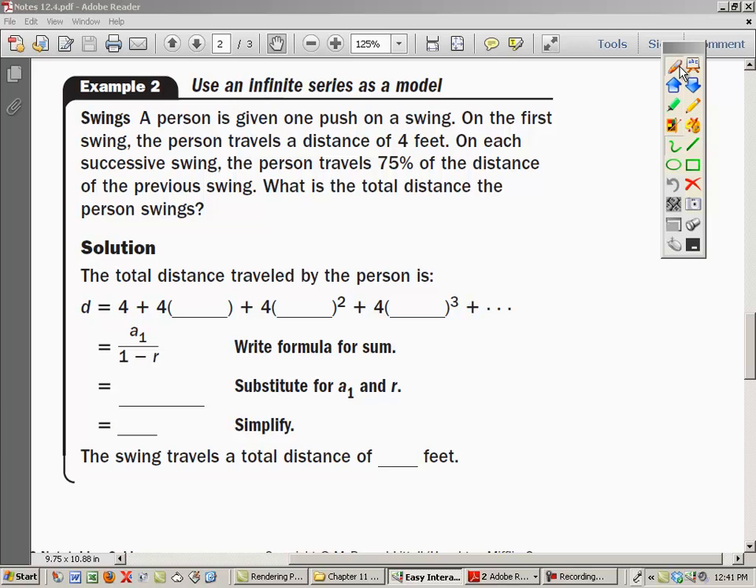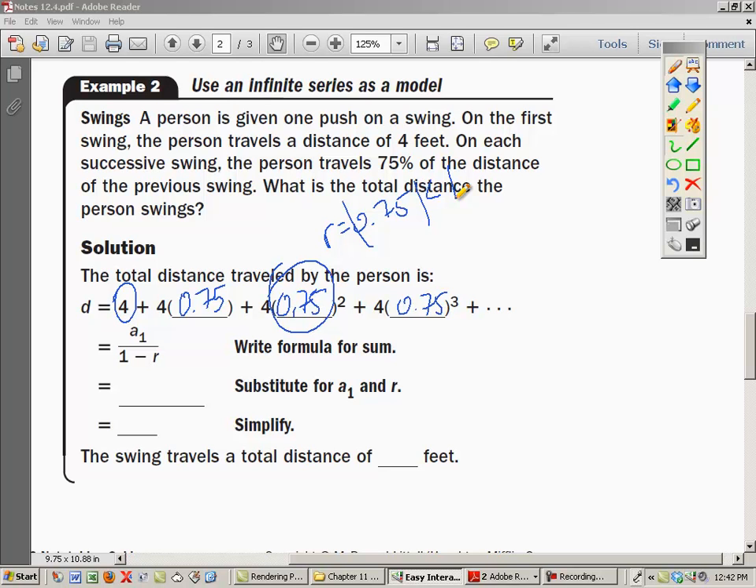Okay, so the total distance they're going to travel is going to be the summation of all the terms. If I start at 4, and then I get 75% of 4, and then 75% of that, because we're going to take 75% of the previous number, and then 75% of the next number, and so on and so forth. So basically, in this case, my r is equal to 0.75, and since that value is less than 1, that means we can calculate this total series.